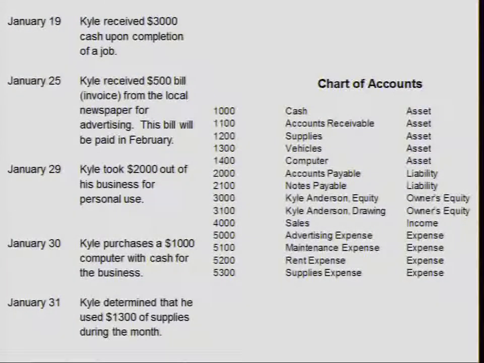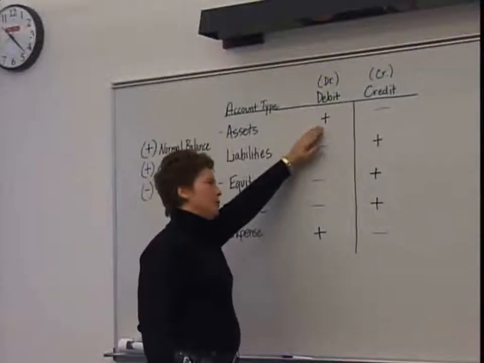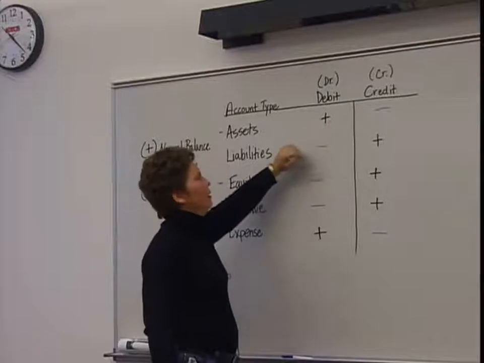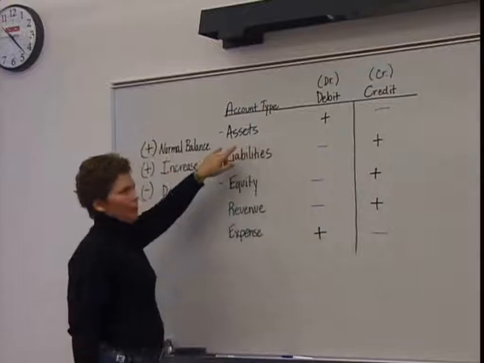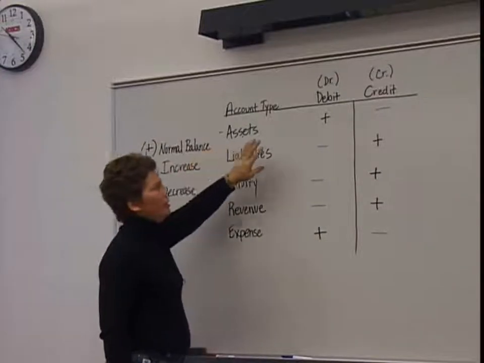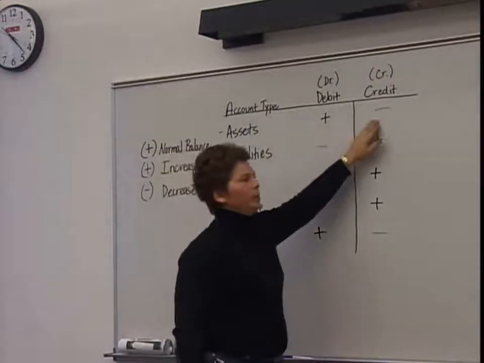On January 30th, Kyle purchases a $1,000 computer with cash for the business. So at this point, we have to ask ourselves what accounts are going to be affected. We're purchasing an asset, so that would be increased, but we're also paying cash for the computer, which will decrease an asset. So again, we're using the same account type for both accounts that are affected. One will be increased, one will be decreased.